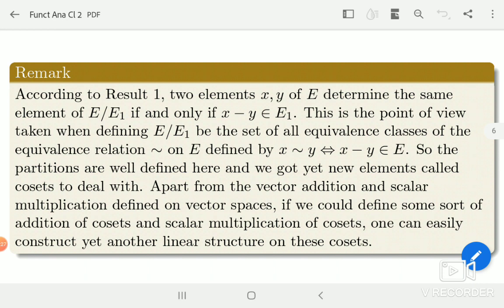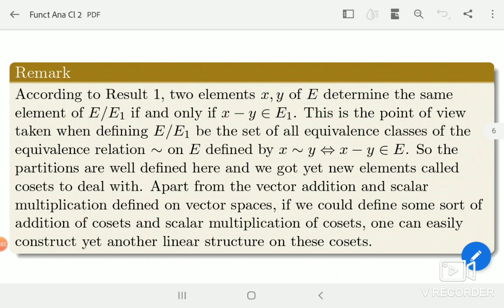So this is the point of view taken when defining E by E1 as the set of all equivalence classes of the equivalence relation tilde on E, defined by x is related to y if and only if x minus y is an element of E1. So the partitions are well defined here, and we have new elements called cosets to deal with. Apart from the vector addition and scalar multiplication defined on vector spaces, if we could define some sort of addition of cosets and scalar multiplication of cosets, we can easily construct yet another linear space called the quotient space.